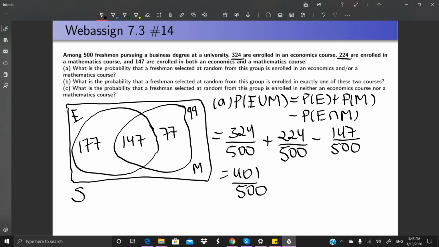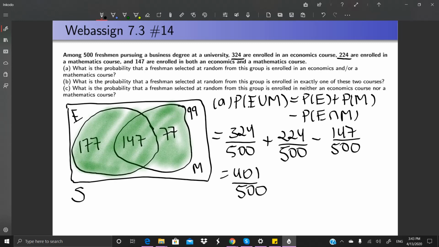But hopefully you can see that you could have gotten that from the Venn diagram in the first place, because E union M is just this area that I'm shading, so you just add up those numbers: 177 plus 147 plus 77, and then divide that by 500. Either way, you get 401 over 500 as that fraction.